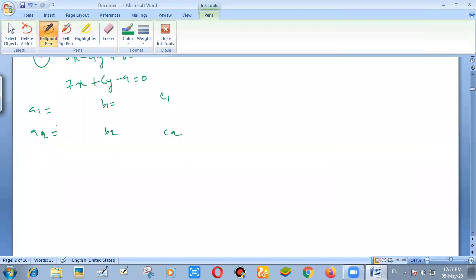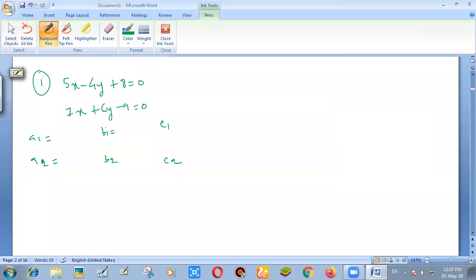Now all of you tell me what is the value of a1 and a2, b1 and b2, and c1 and c2. Quick, be fast. A1 is 5, b1 is minus 4, c1 is 8, a2 is 7, b2 is 6, and c2 is minus 9. Good, pretty good. Now check the condition.